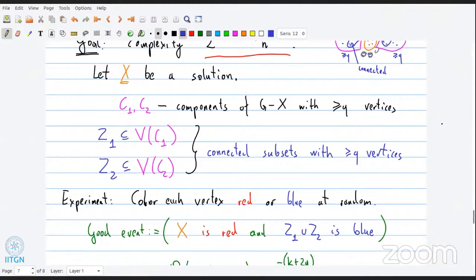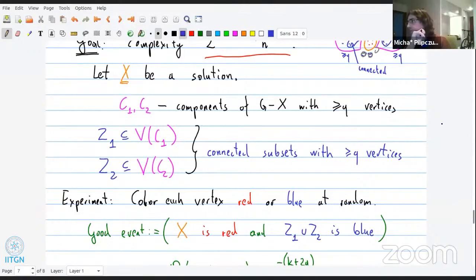There's a question for you. Is there any reason why we make them connected, like the Z1 and Z2? This will become apparent in a moment. Yes, there is a reason why we're doing that. It will become clear when we will be looking for a solution assuming the good event happens.